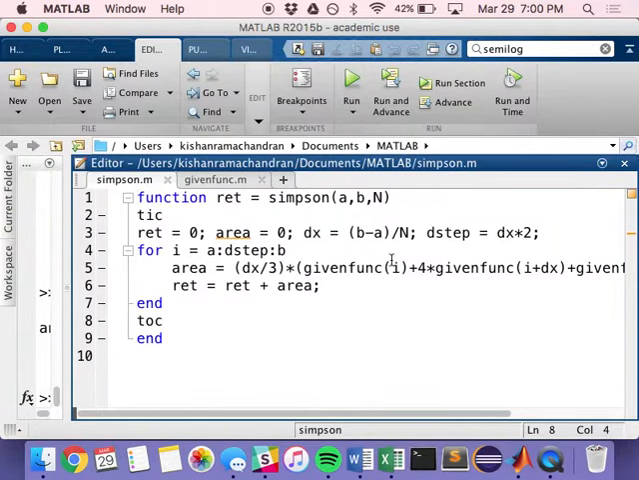Okay. So this is the Simpson method. This is another way to integrate functions.